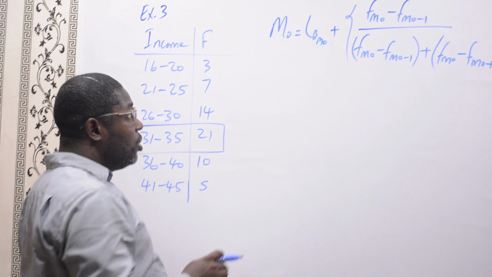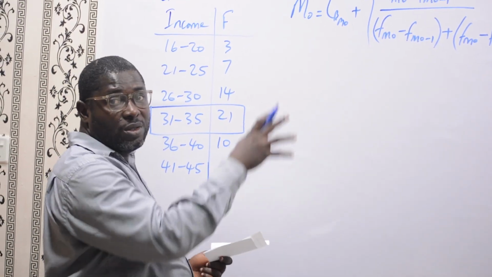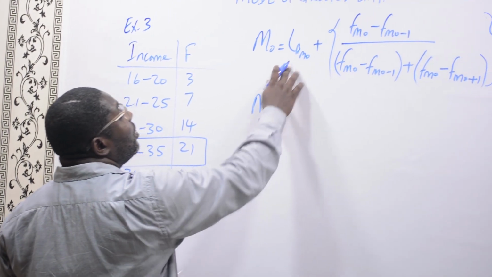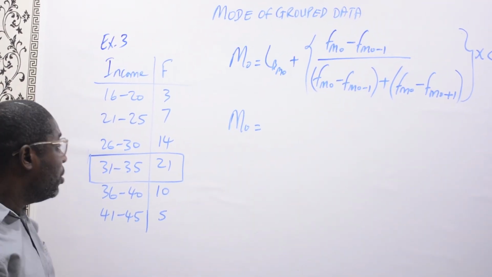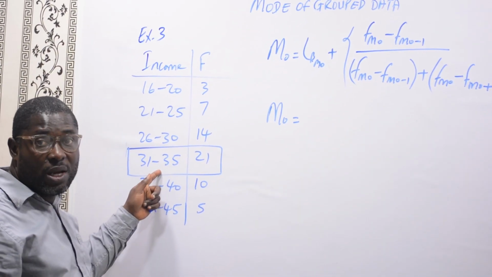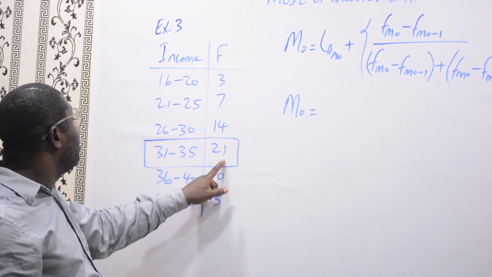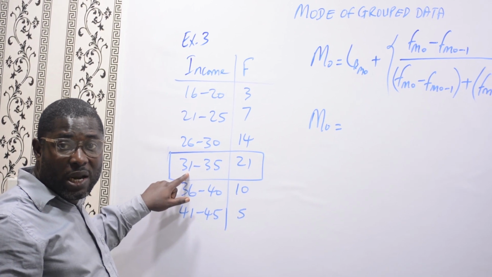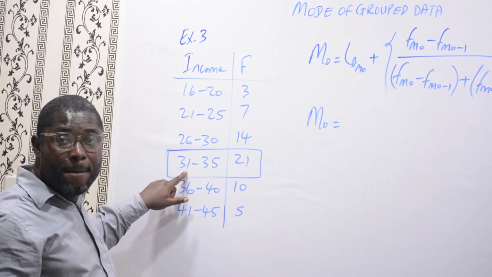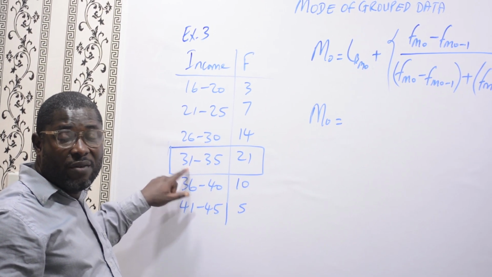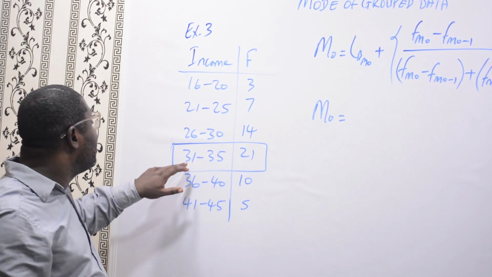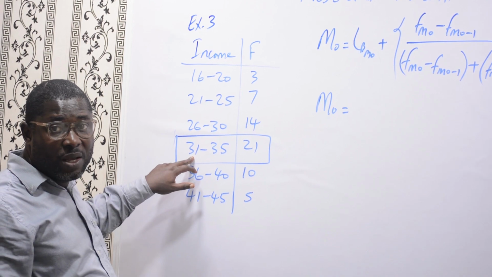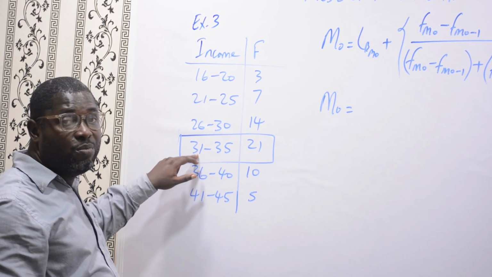So let's plug in these values into this formula. Our mode now will be the lower class boundary of the modal class. This is the modal class, and this is the lower class limit. The lower class boundary will be what? 30.5. How did you get 30.5? This is 31, which is the lower class limit, minus 0.5. That will give us 30.5.